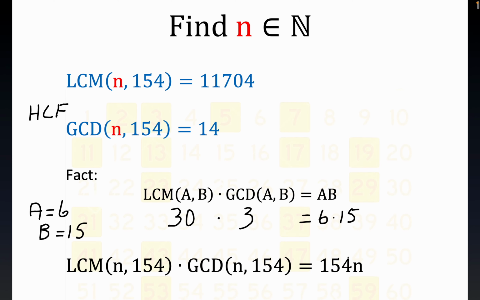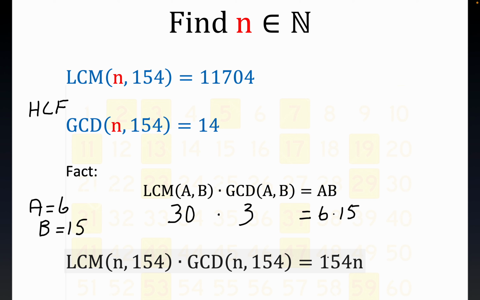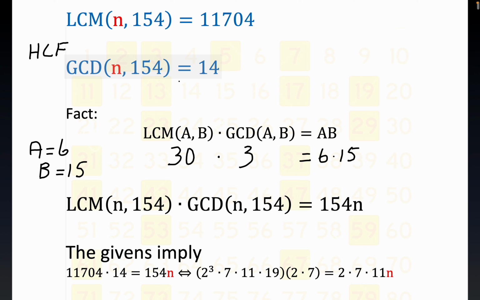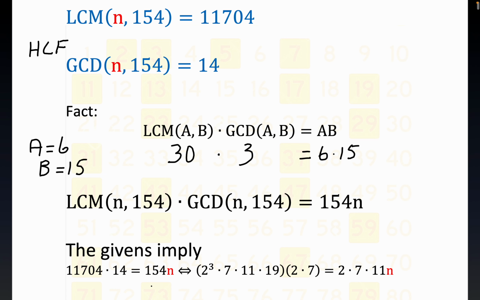Now we're going to just use this result with unknowns. We know that the LCM of n, 154 times the GCD of n, 154 is equal to 154 times n, based on this result right here. Now, we're given the LCM of the two numbers. Here you've got this 5-digit number and then a 2-digit number right here. You would expect this to be a smaller number than this number. So the given conditions in this fact imply this statement. That's real clear just by substituting.